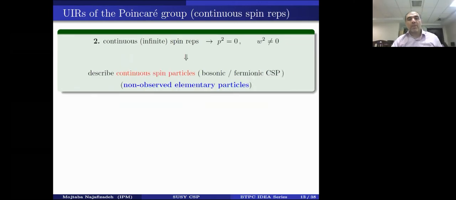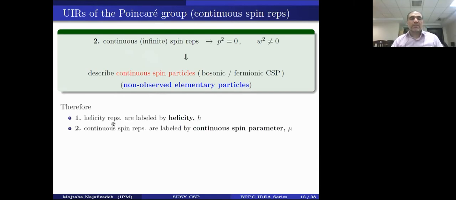Okay. For the continuous spin representation, or infinite spin, we have omega square unequal to 0. This describes the so-called continuous spin particle, which has two types, bosonic or fermionic. This particle is a not-yet-observed elementary particle. Since this representation is a unitary irreducible representation of the Poincaré group, this is an elementary particle.